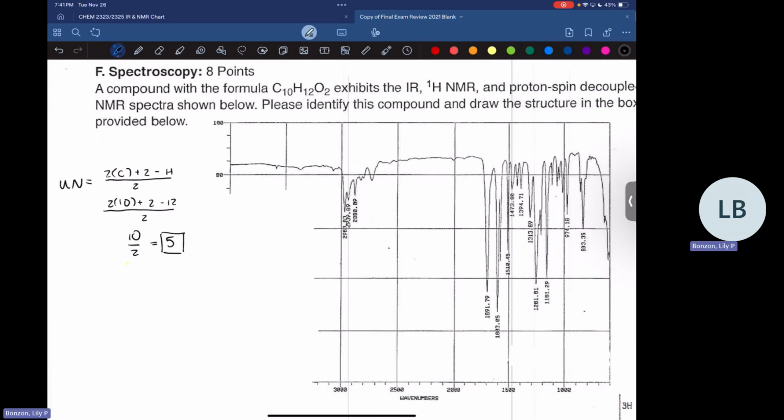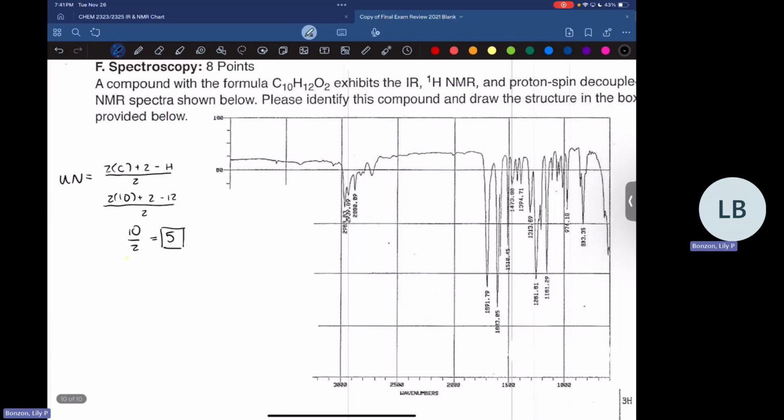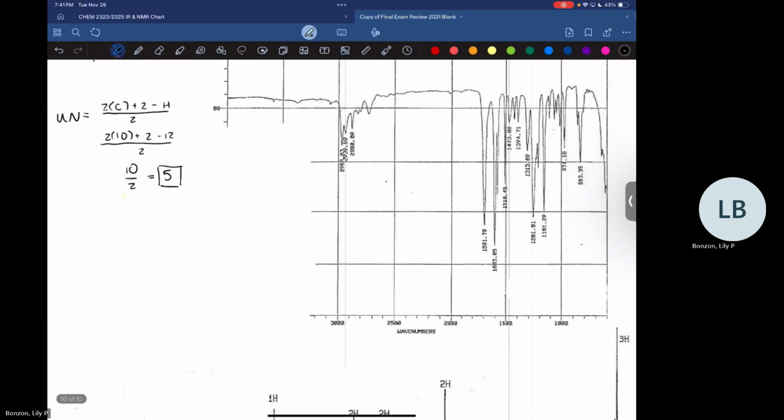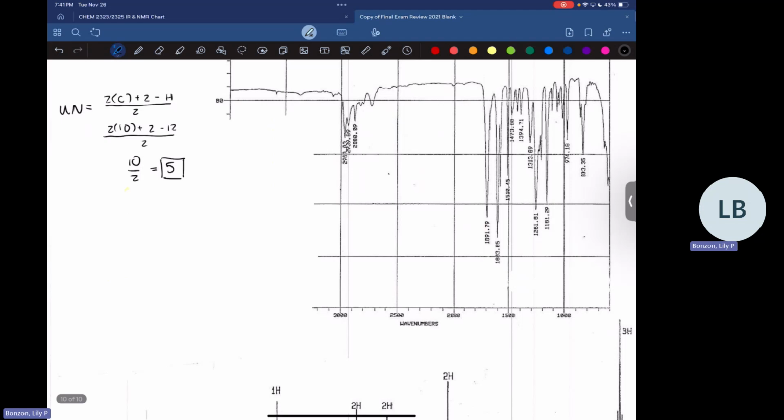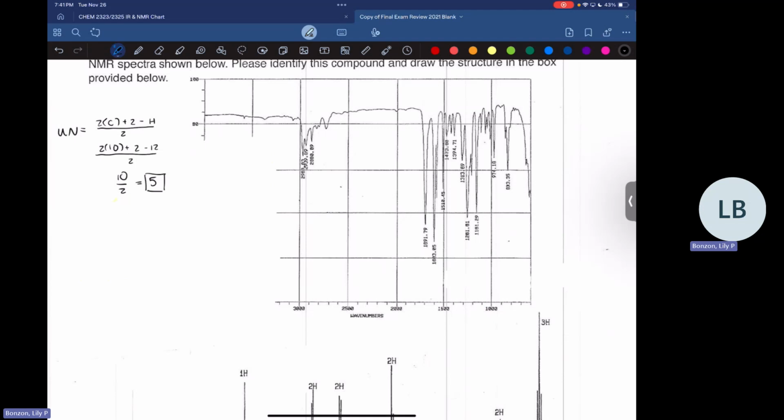I always suggest, especially the first time you have spectroscopy, to calculate your unsat and then do it again, just to make sure you didn't make any silly math mistakes, because I did it plenty of times when I was taking the test. And again, James's cheat sheet or just any online resources to help you identify characteristic peaks of the IR and NMR spectrum is going to be very helpful.